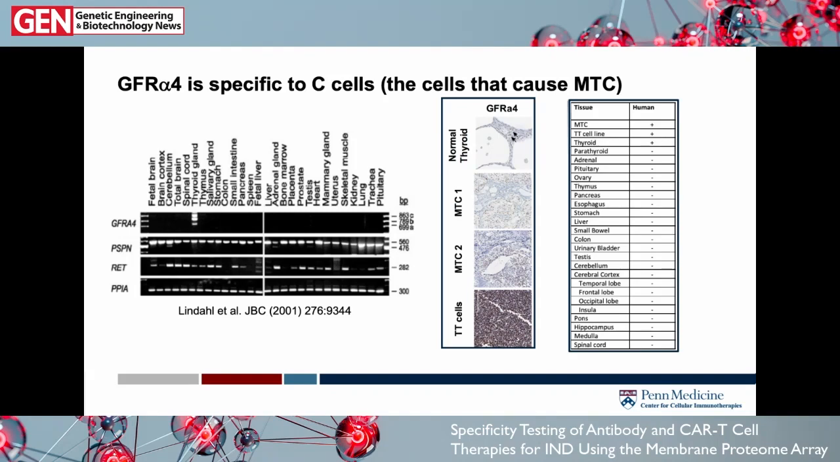We then performed a series of in situ hybridizations to look for the presence of GFR alpha 4 transcripts in non-thyroid tissue and could not find GFR alpha 4 anywhere other than in thyroid tissue.